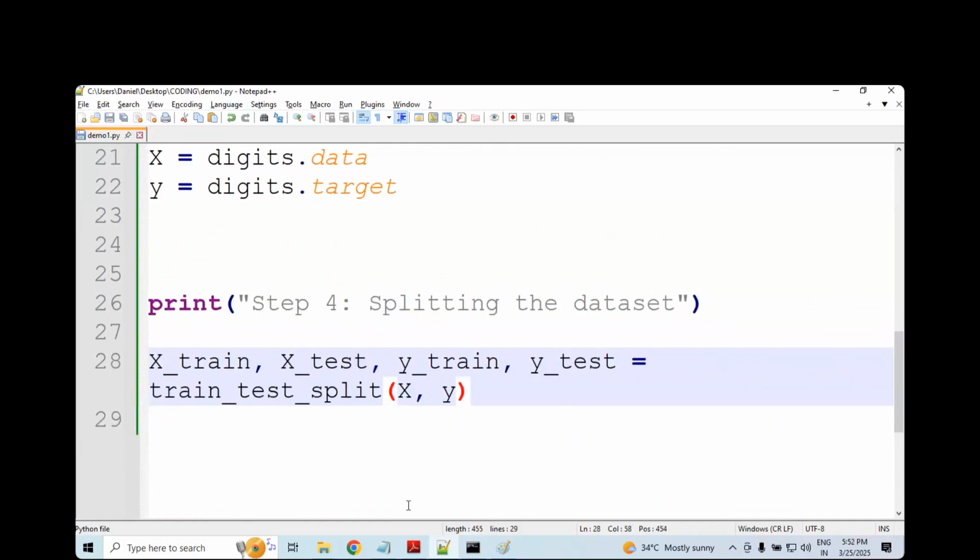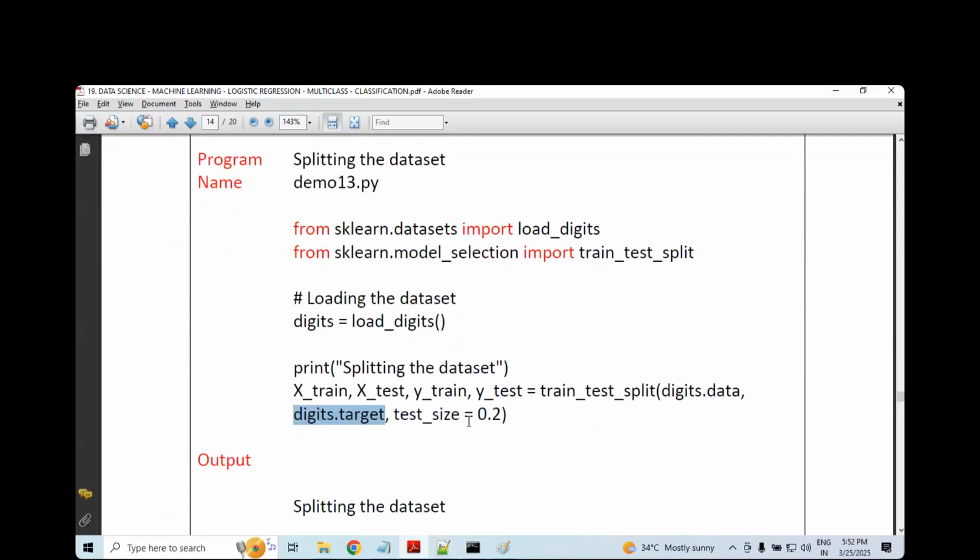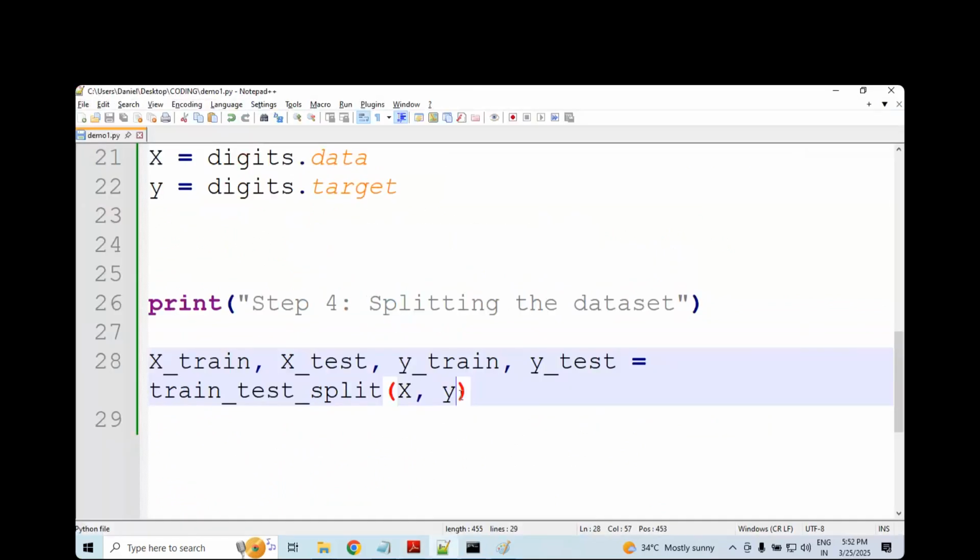Maybe we are using random. Test size we are using. Test underscore size equals 0.2. What is the ratio? 80-20. Good, so I hope you are aware.